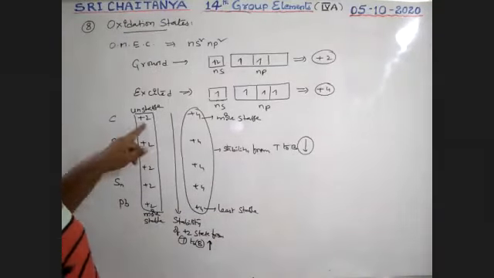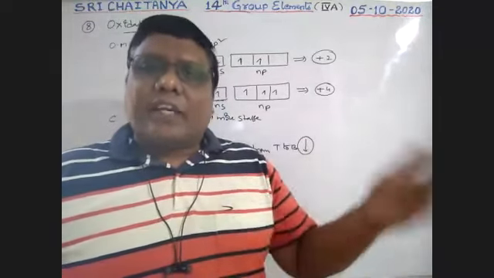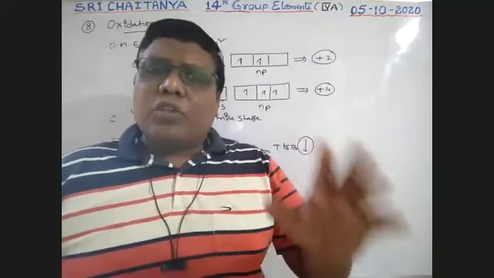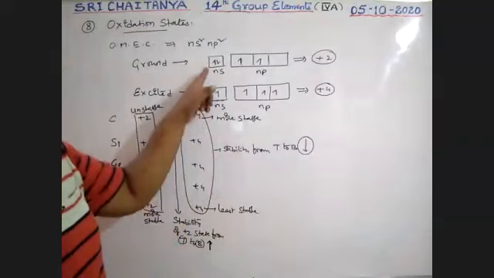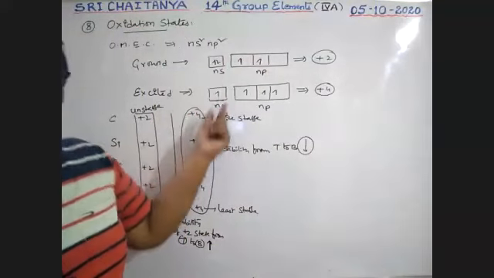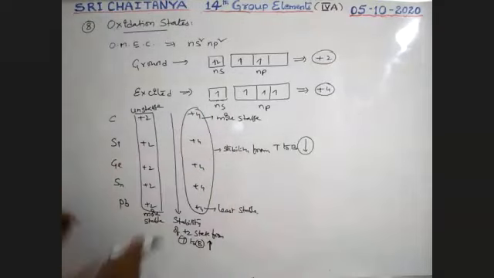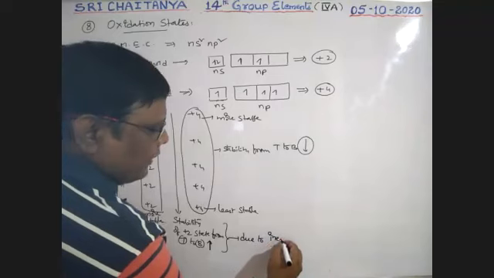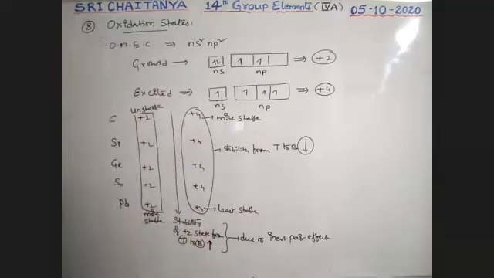Because why, sir? +2 is in the ground state, and +4 is in the excited state. For carbon, the activation energy to excite that electron is very, very small. That is why carbon is ready to excite its valence electron and can form bonds in its +4 state. But the excitation of this electron from here to here decreases from top to bottom. It is due to the inert pair effect. So the stability of the +2 oxidation state increases from top to bottom, due to the inert pair effect.